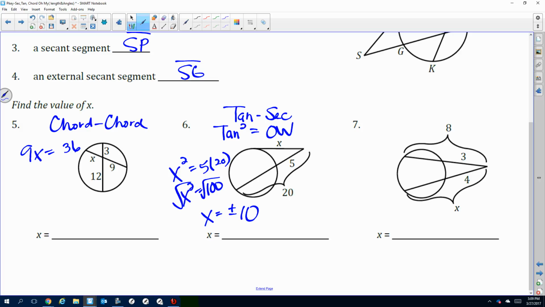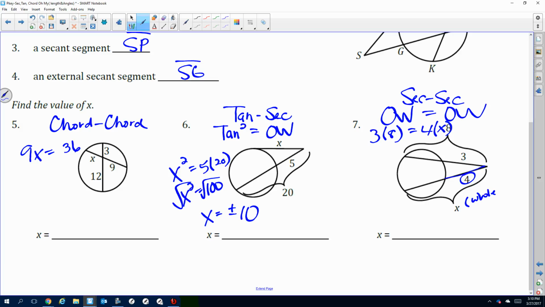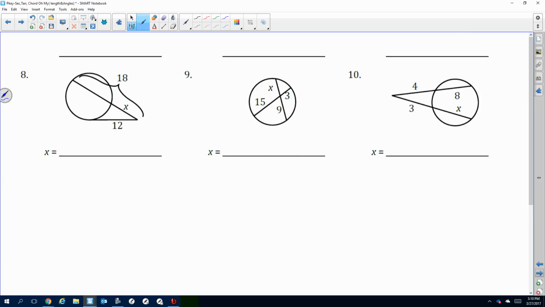What's the rule for 7? Secant. So outside times whole equals outside times whole. So 3 times 8 equals 4 times x. 4 is the outside part. X is the whole secant. I'm pretty sure 3 squared has an x. Okay, number 8.